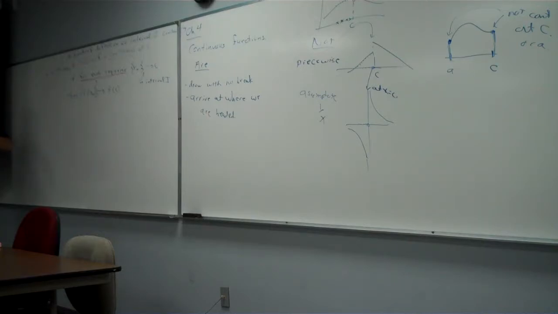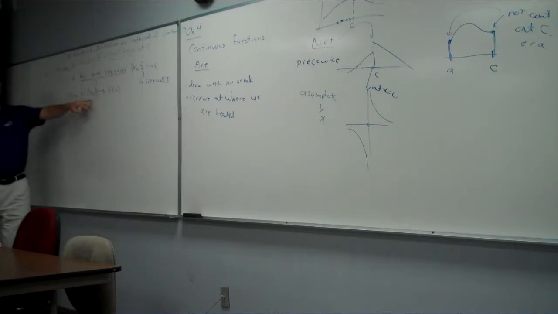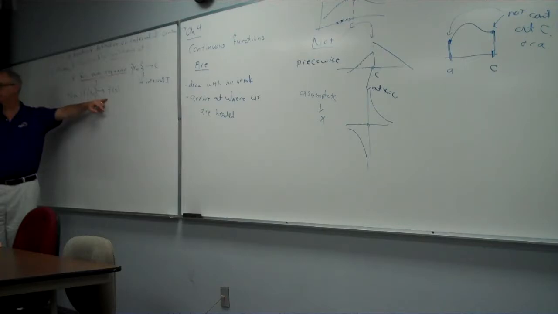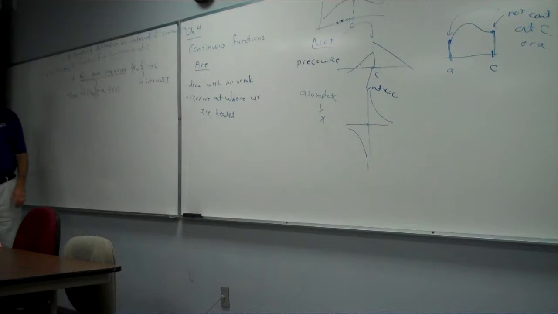Fortunately, the flip is reversed. If we find one sequence that goes to C and the outputs do not go to f of C, then the function's not continuous. So that one's easier to do, and that has been our case all along in terms of disproving theorems. If we can find one example where the hypothesis is satisfied and the conclusion is not, then the theorem's not true.